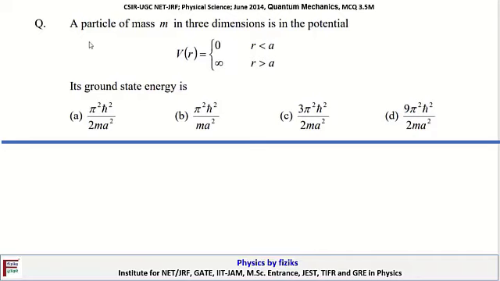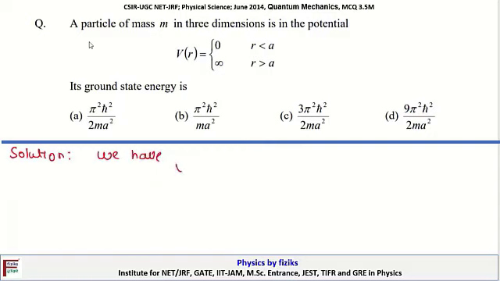A particle of mass m in 3 dimensions is in the potential defined by this. Its ground state energy would be? So this is a spherical potential. We have to determine the ground state energy for this system. Solution.